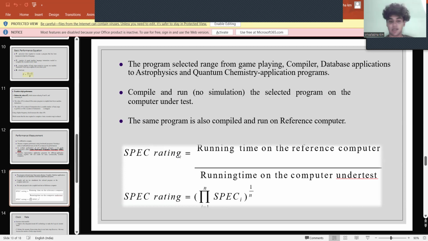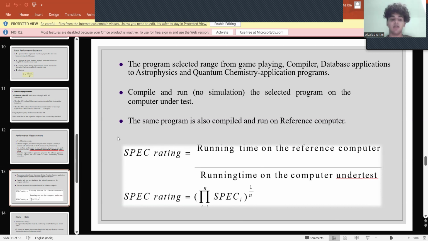The SPEC rating is given by the running time on the reference computer divided by the running time on the computer under test, whose performance needs to be checked. SPEC rating is equal to the product from i equals 1 to n of SPEC_i, all to the power 1 by n. This is the important formula to check the SPEC rating.